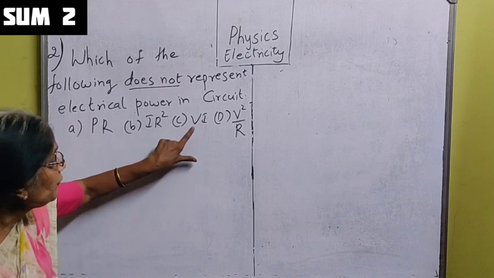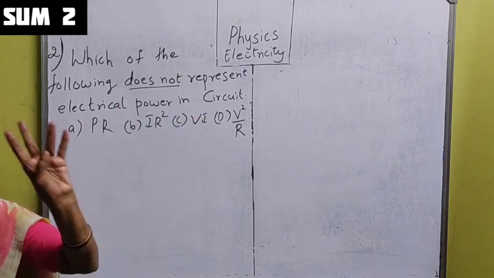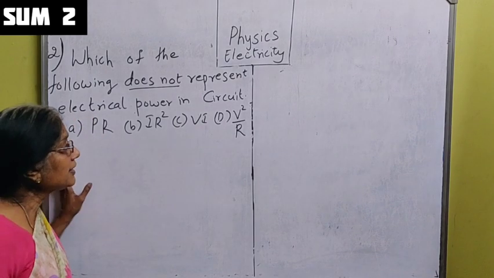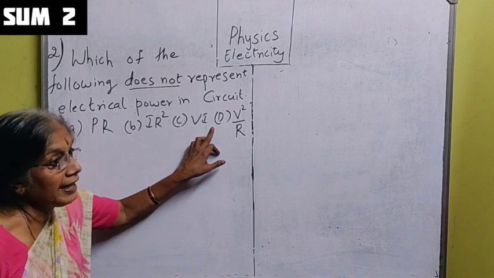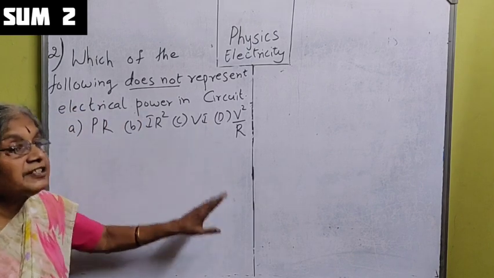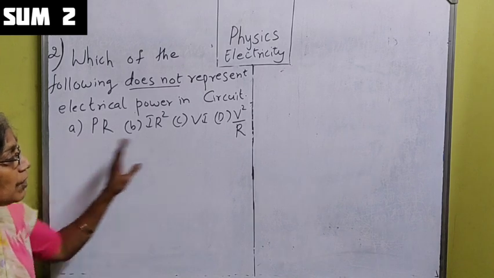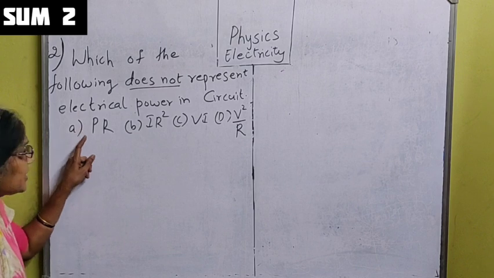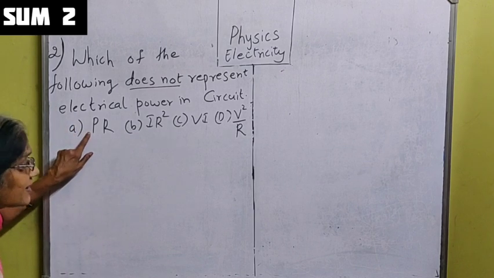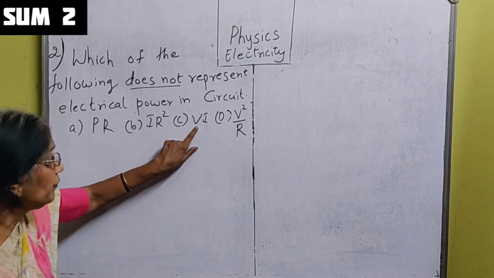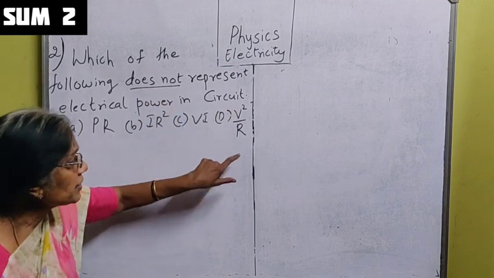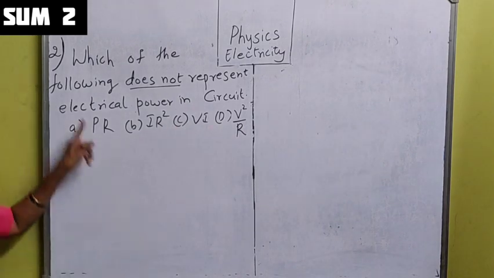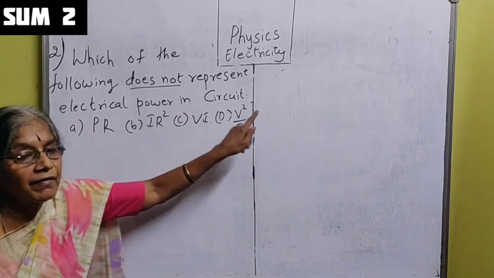Here you can see V and I. Power, potential difference and current are related to each other. So electrical power is equal to V into I. Power, potential difference and resistance are related. Power is equal to V square by R. Okay. So here V square is equal to power into resistance. P is equal to V into I, P is equal to V square by R. A, C and D, all these options will give you the electrical power in circuit.